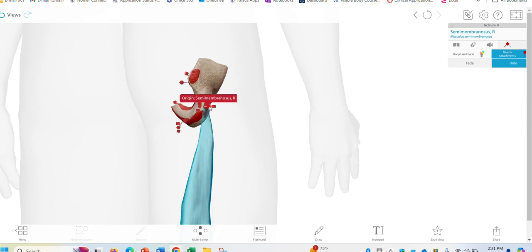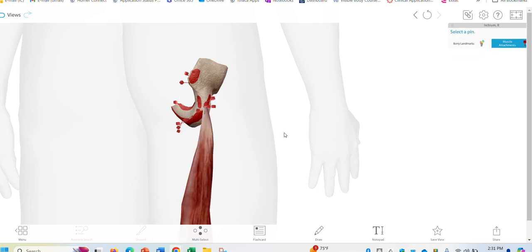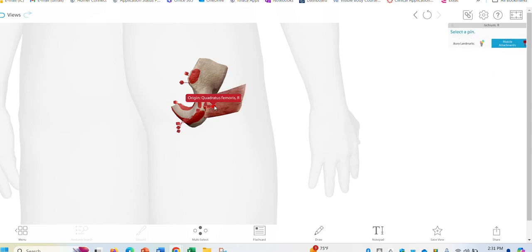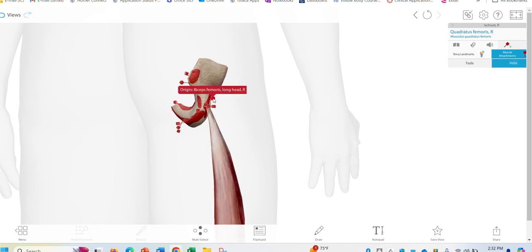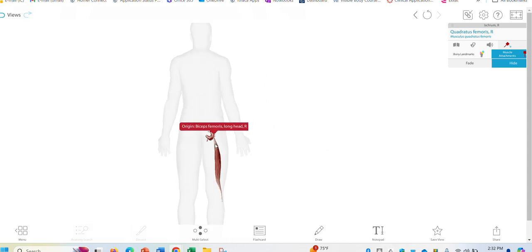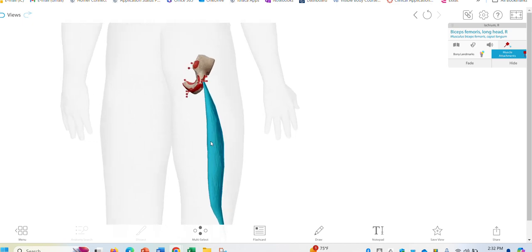And then we have another hamstring that's going to be originating on our ischial tuberosity. So here we see our biceps femoris long head. And that's going to be inserting on the head of the fibula because it's running laterally.